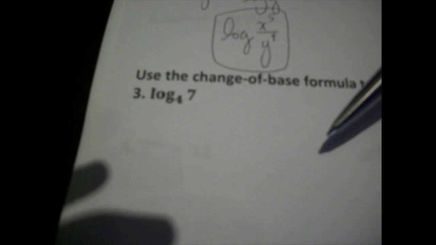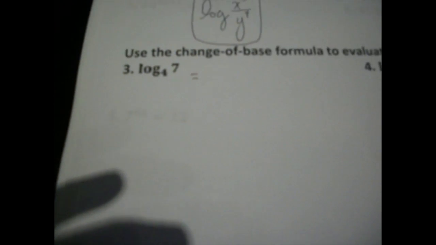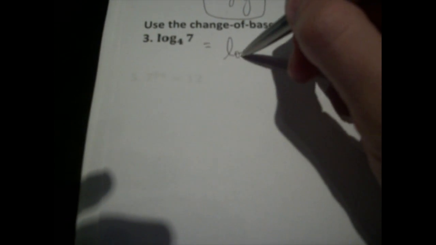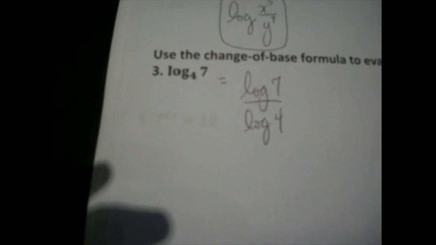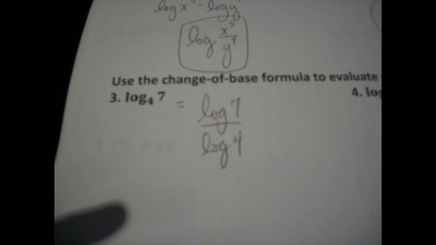This is, I don't know an exponent. I know that 4 to the 1st is 4, and 4 to the 2nd is 16. So I know that this answer is somewhere between 1 and 2, but the only way that I can find this out is to use the change of base formula, which tells me to divide the log of 7 by the log of 4.